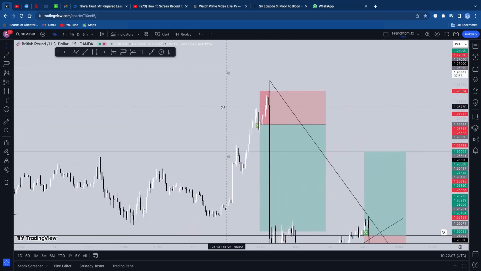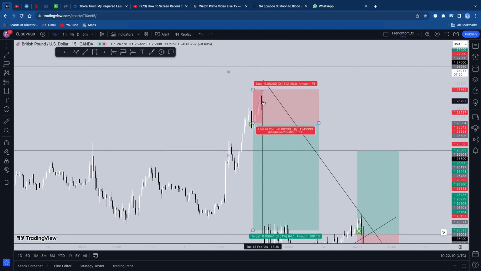So I've explained this one. This was the win after three losses, one win. And this one was on Tuesday, the 13th of February. This was a painful trade.